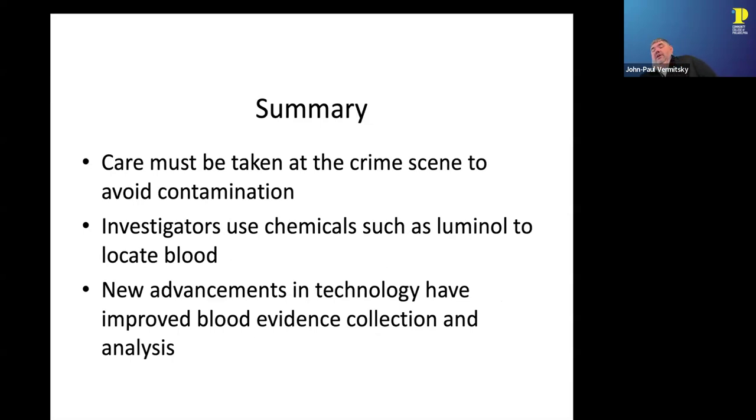Care must be taken at a crime scene to avoid contamination. You want to make sure that you're not contaminating the blood source or even the DNA that's present, because that could actually cause issues longer down the road. Investigators will use chemicals such as luminol to locate blood. It's important that when you use chemicals, you use ones that are not going to damage the samples. And new advancements in technology have improved blood evidence collection and analysis, and they are forever changing.